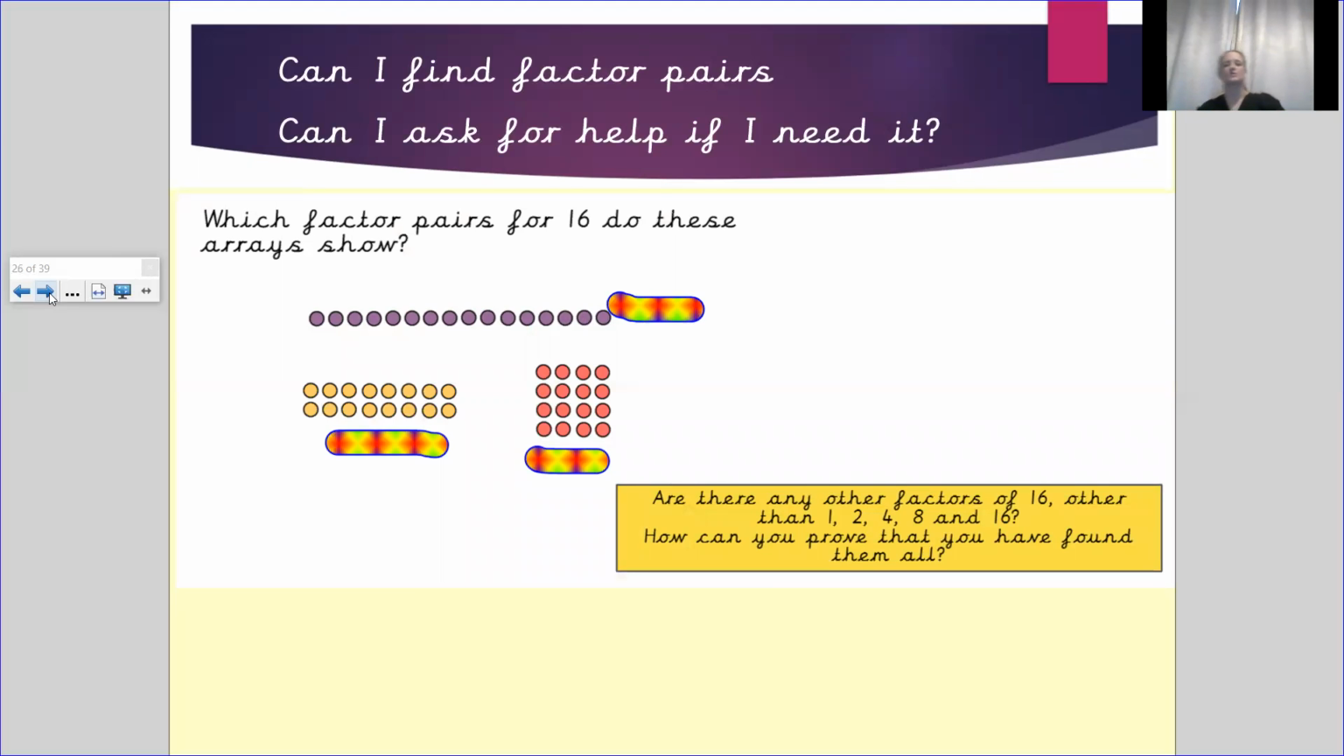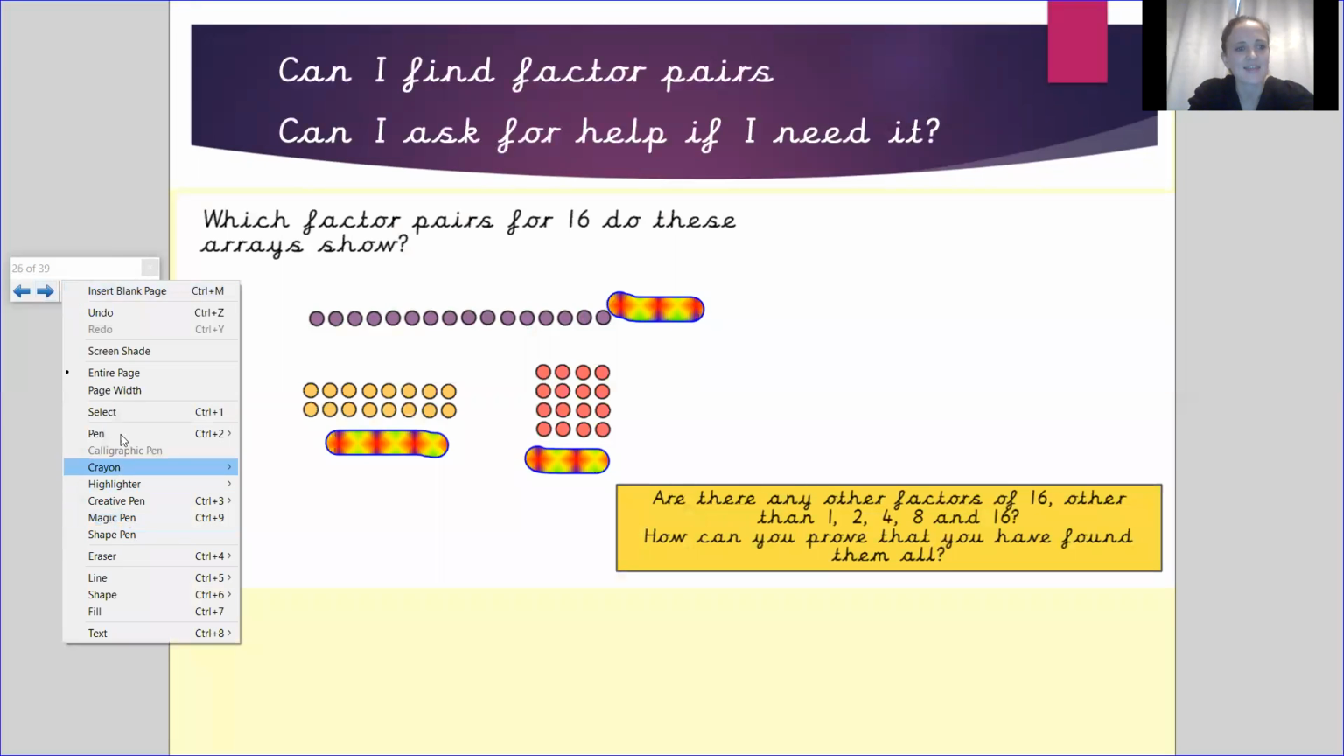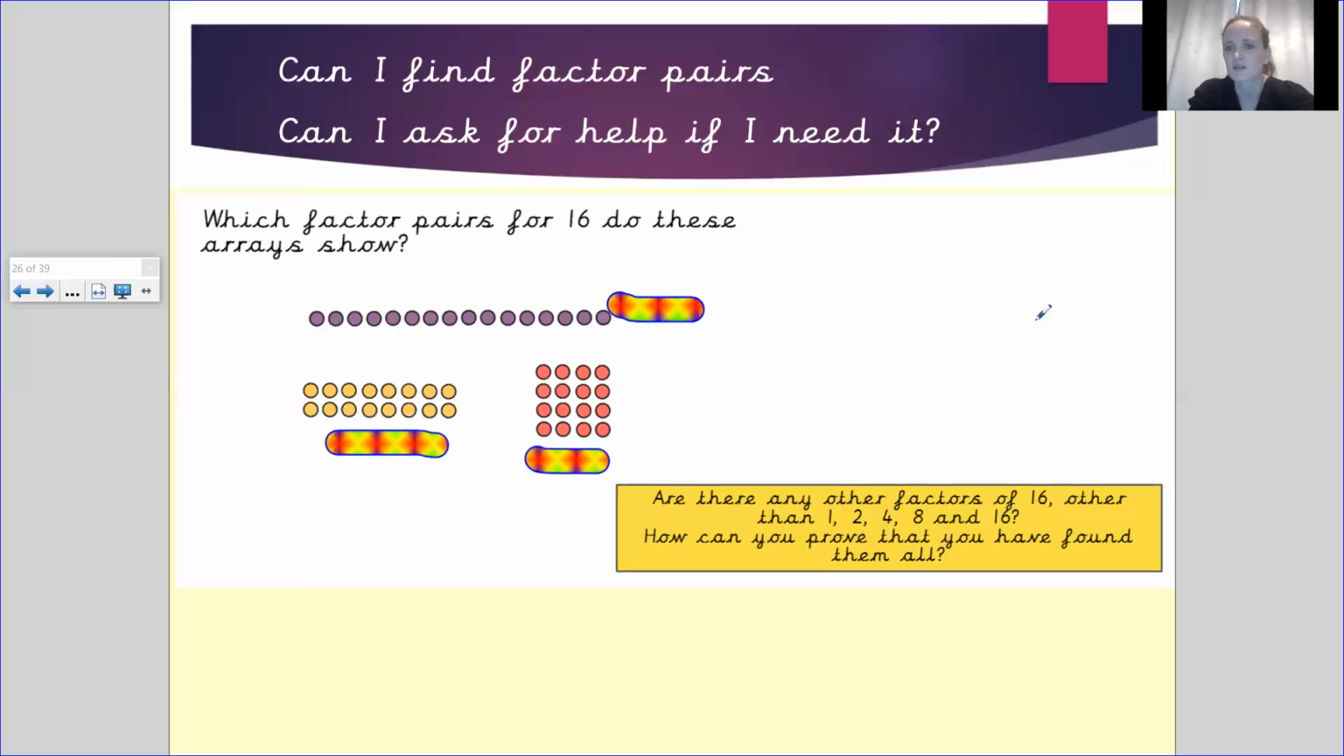Okay, so starting us off, which factor pairs for 16 do these arrays show? Already before we start, we can see that the product is going to equal 16. 16 is the answer. I need to find the factors that go into this. And remember, the array is the way in which our counters are organized.